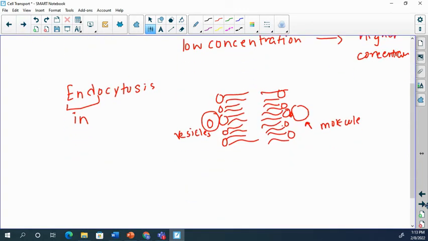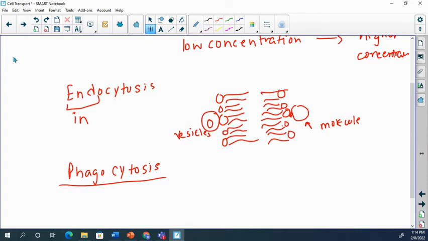So there are different types of endocytosis. Let's talk about the two types. So there is phagocytosis. In this case, amoeba is an example of an organism which uses phagocytosis. So amoeba pulls in what it needs to take and engulfs it.